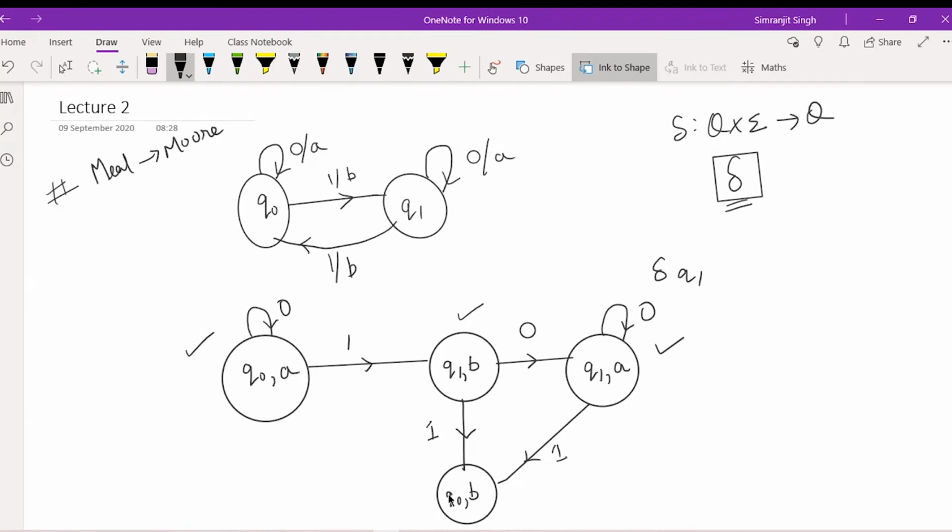In the same way, for the other state on Q naught, Q naught on 0 is going towards Q naught with the output of A. In the same way, Q naught on 1 is going towards Q1 with the output of B. Okay, so that is how you complete the states of it.